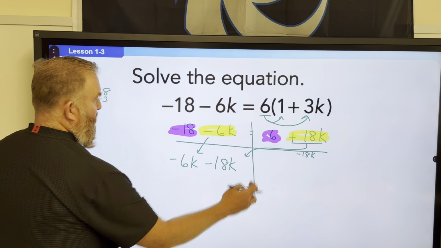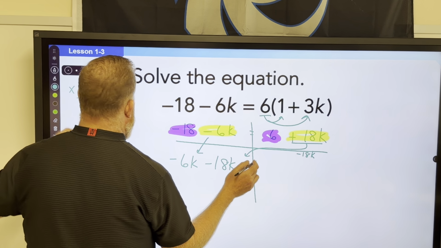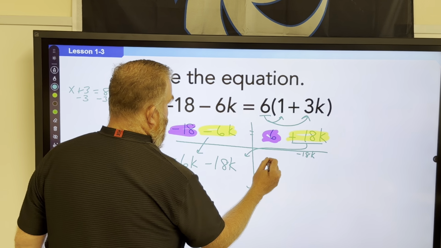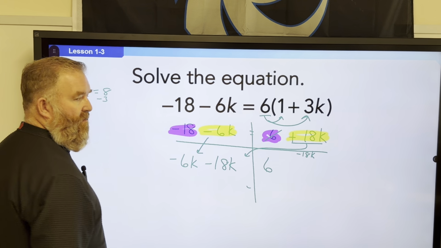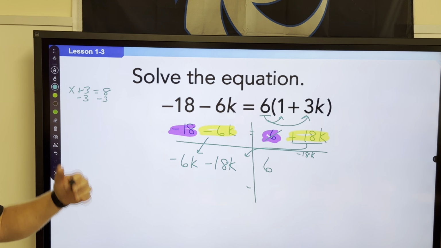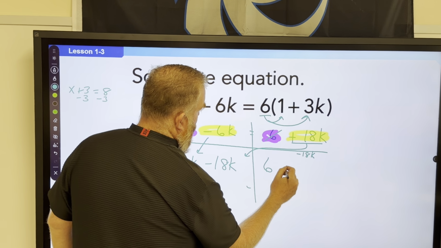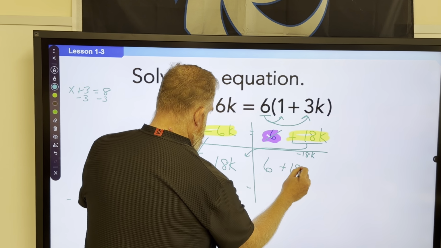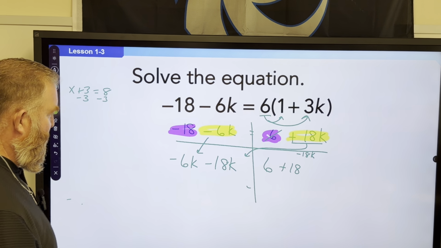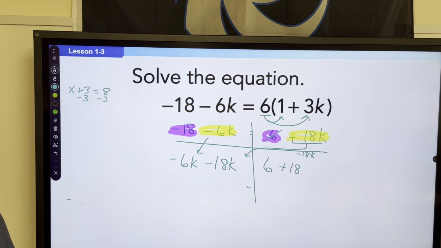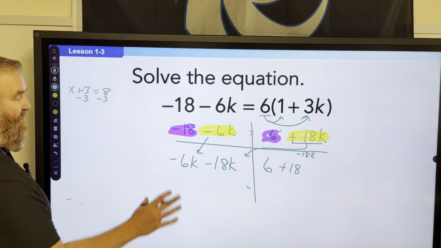6. Is the 6 okay? The 6 is okay, so I'm just going to leave it right there. We're done with that. Boom. Now, what was the other one? Negative 18. So what's it become? Positive 18. Okay? So we've got positive 18. So now I've got negative 6k and I've got negative 18k. So now we can do the math.